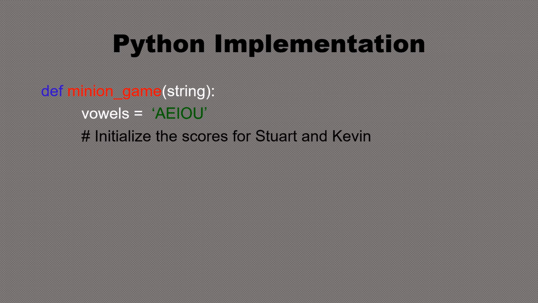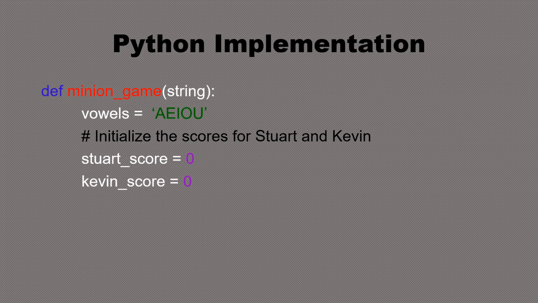This is important because it sets the starting point for scoring. Stuart's score: this variable will keep track of the points Stuart earns for substrings starting with consonants. Kevin's score: this variable will keep track of the points Kevin earns for substrings starting with vowels.